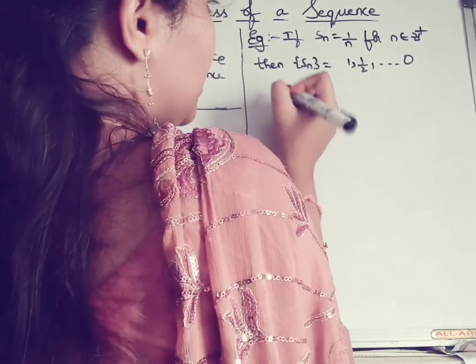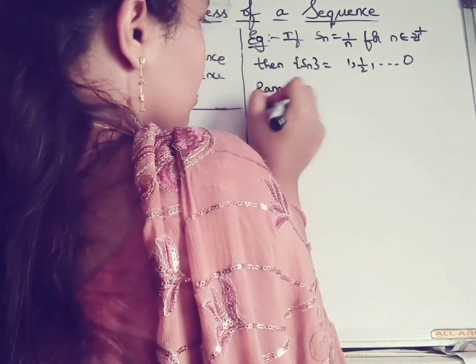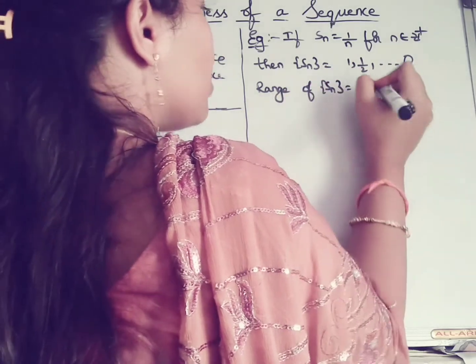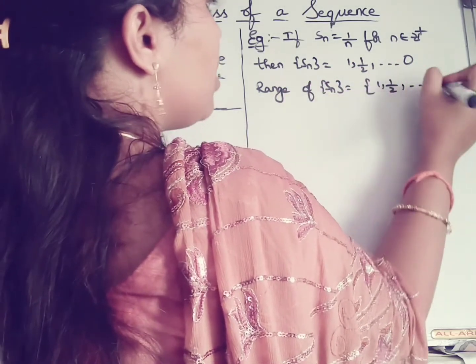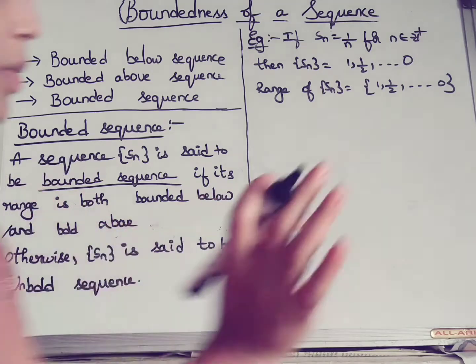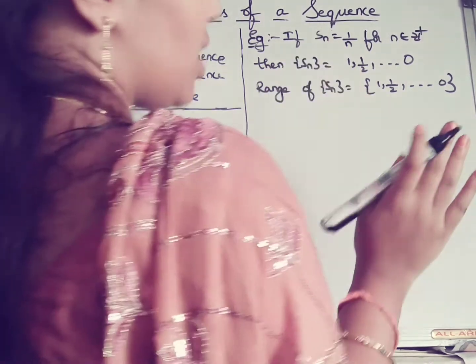What is the range of this sequence? Range of sequence Sn is 1, 1 by 2 and so on, 0. Range is nothing but the set of all terms of the sequence. This is our range of this sequence.